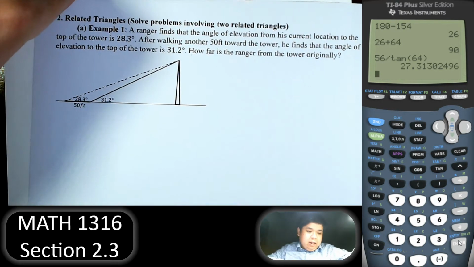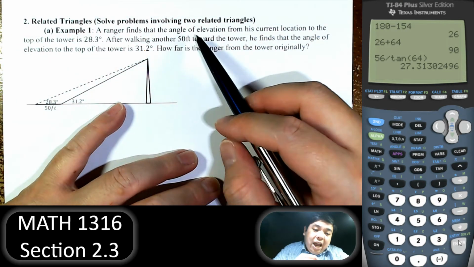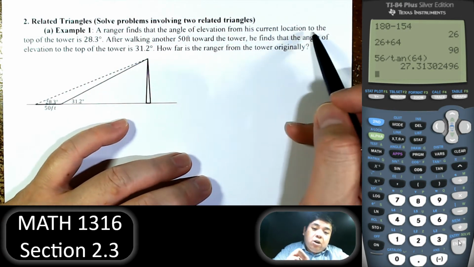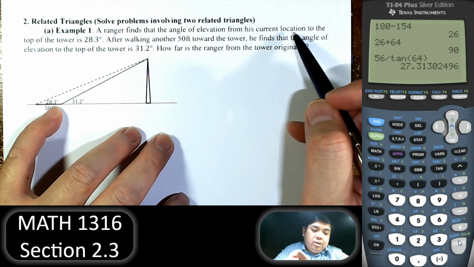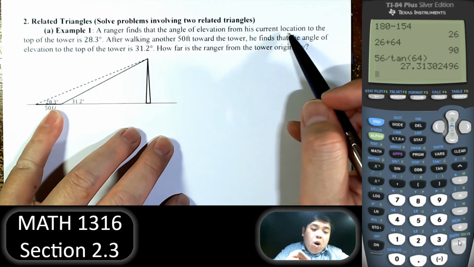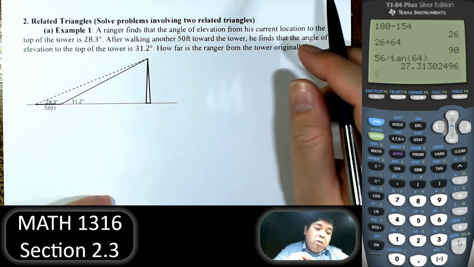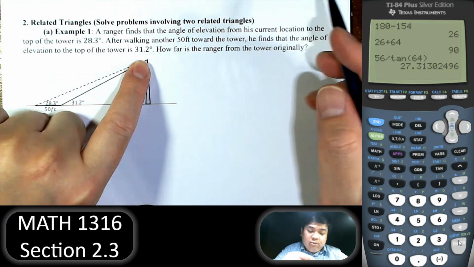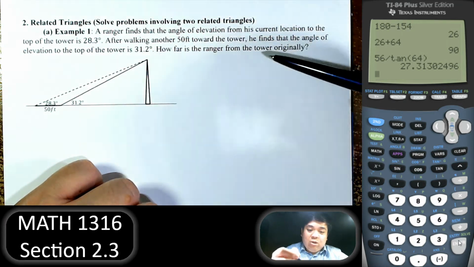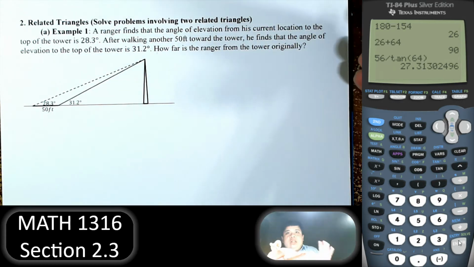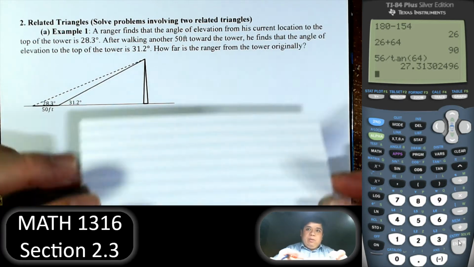Right. Now, this is an interesting example. A ranger finds that the angle of elevation from his current location to the top of the tower is 28.3 degrees. After walking 50 feet toward the tower, he finds that the angle of elevation to the top of the tower is now 31.2 degrees. How far is the ranger from the tower originally? So this application is extremely important. So I'll give you an example.